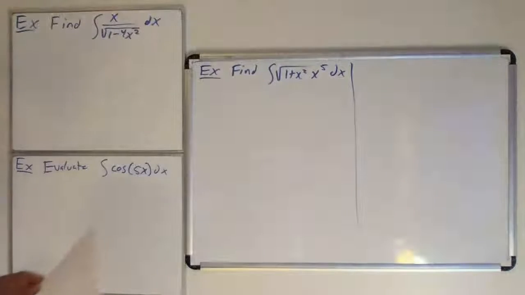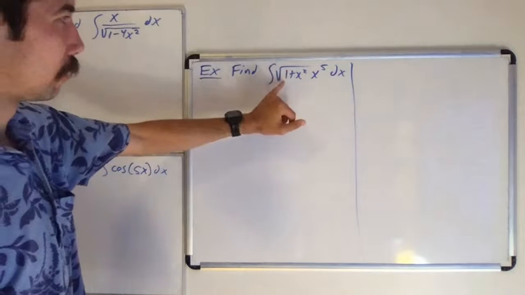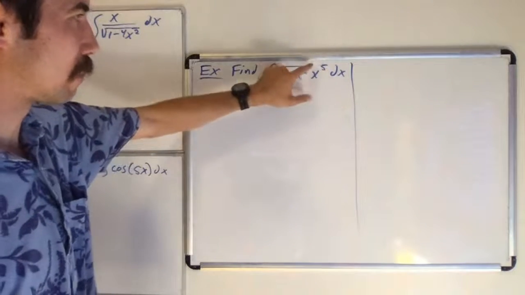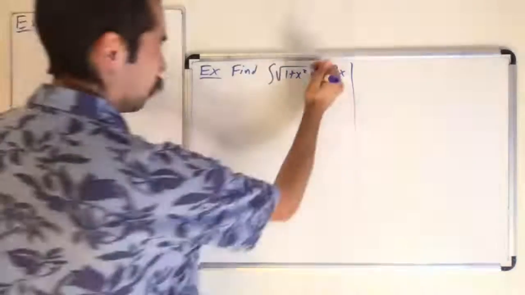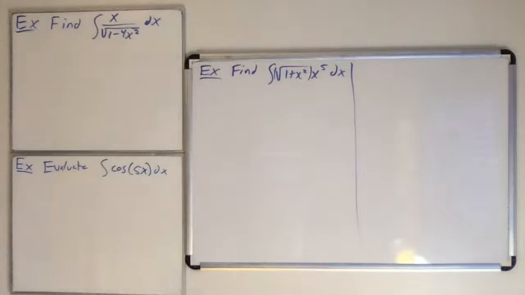So the last one is evaluate, or find. I'm not sure why I switched between find and evaluate. They're asking the same thing. Find the integral of the square root of 1 plus x squared, times x to the fifth, which is outside of this square root, dx. All right, so I'll give you a few minutes to try to work on these.